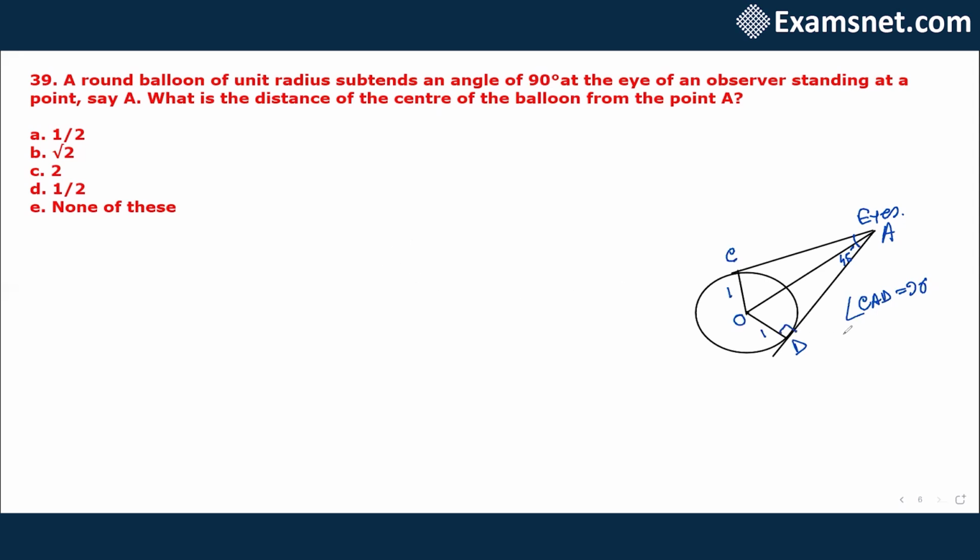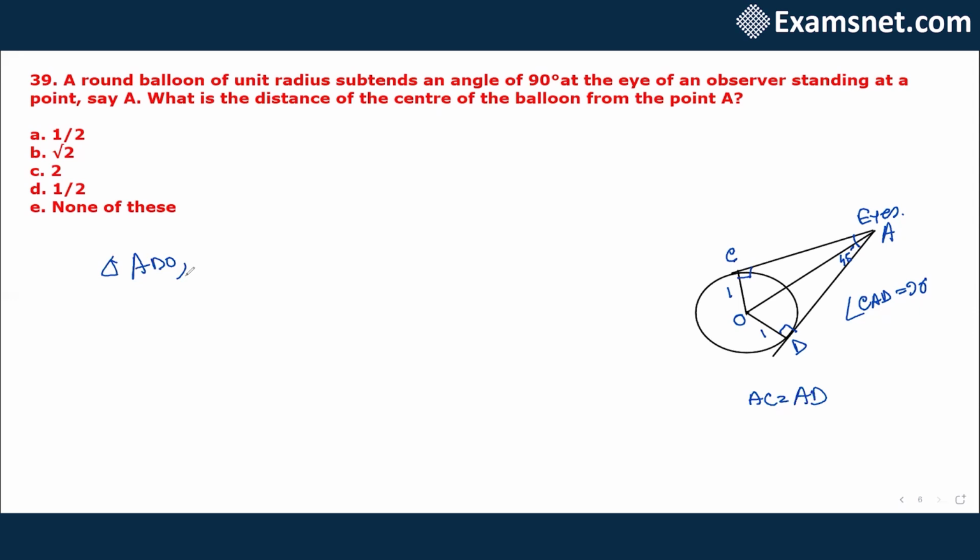Now here the radius is perpendicular to the tangent. Look here, A is an external point. So from A we can draw two different tangents to the circle with center O. So here AC and AD, these two are the tangents. That's why they are equal in length. Also we know that the radius is perpendicular to the tangent, so we can say OD is perpendicular to AD and also OC is perpendicular to AC. That means triangle ADO is a right angle triangle.